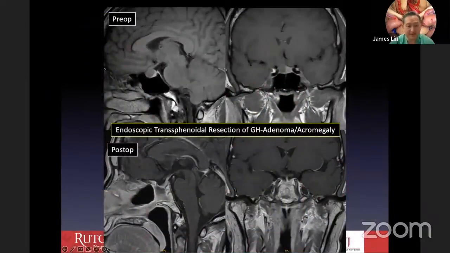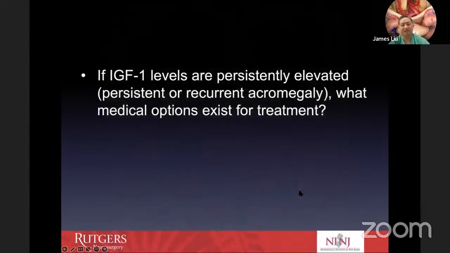So here's another example. This is a recent case we did. Acromegaly, you could see the gland is on the left, the tumor's on the right, and a complete removal here. So we can potentially get a biochemical cure.